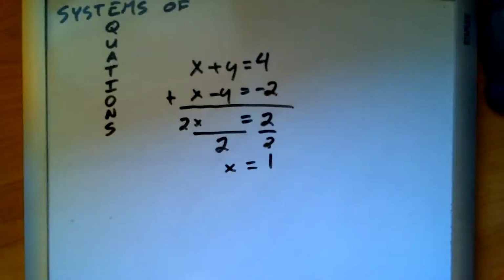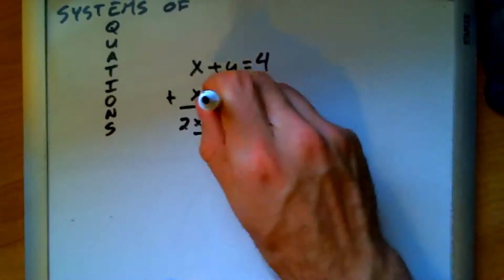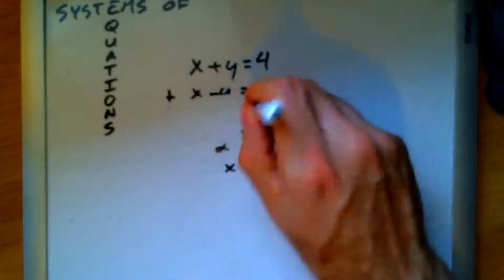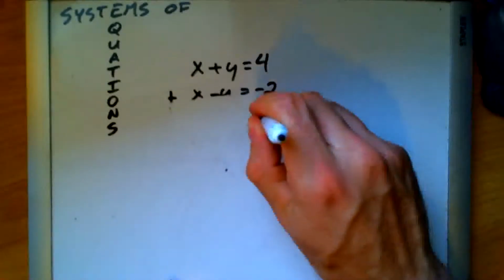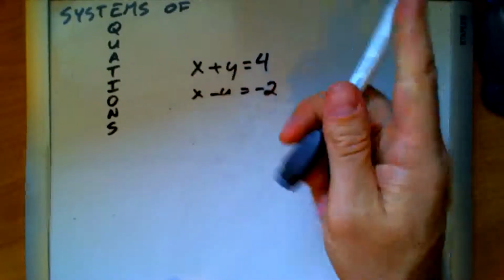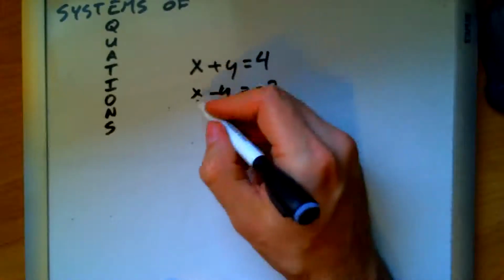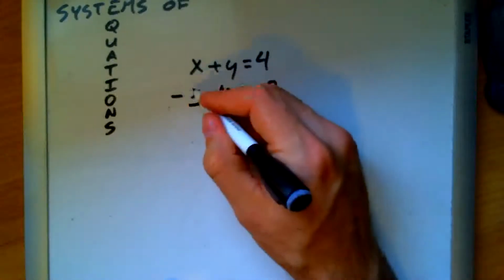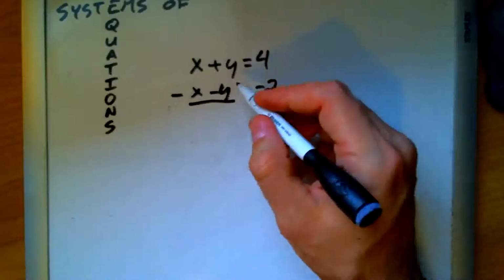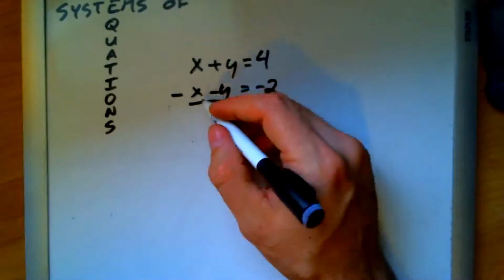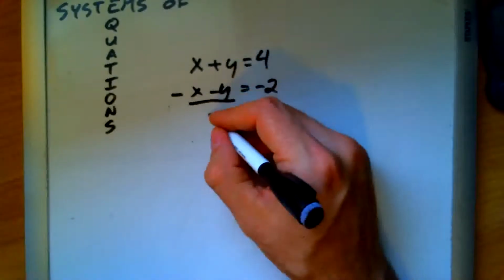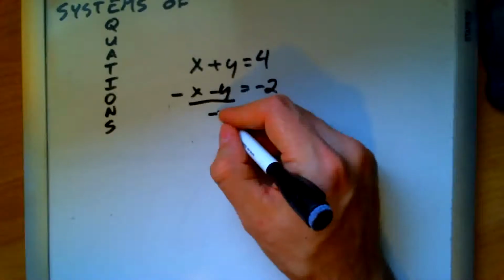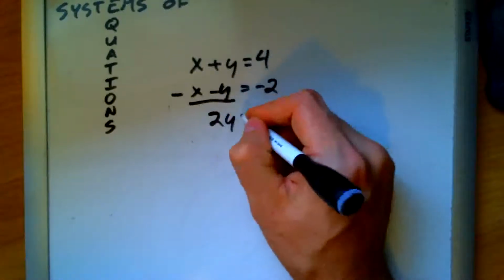Instead of adding the two equations together, I'm going to subtract one of the equations from the other. So we'll work with the same two equations, x plus y equals 4 and x minus y equals negative 2. But I'm going to subtract. So x minus x is 0, it's nothing. y minus negative y will be 2y.